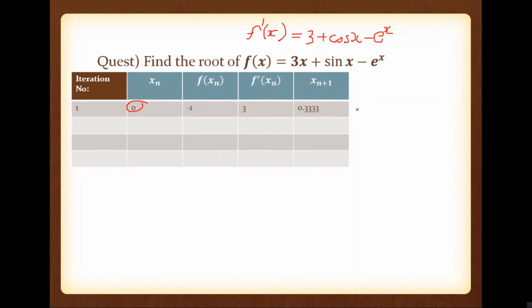So now what do we have? The new value xn plus 1 is xn, here it is 0, minus f of x, that is minus 1, divided by f dash of x, that is 3. So 0 minus minus 1 by 3. So what is the value? 0.3333. It is continuing. So at what point do we have to terminate?